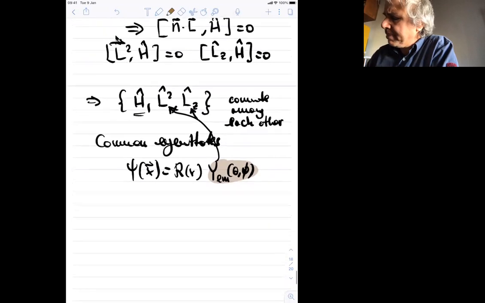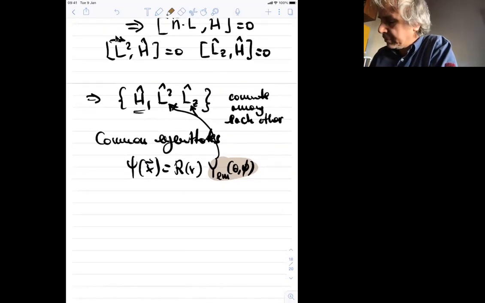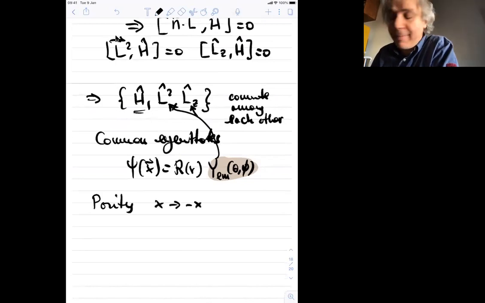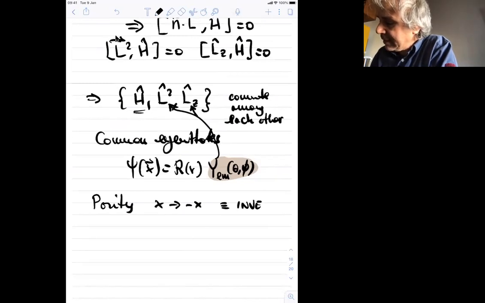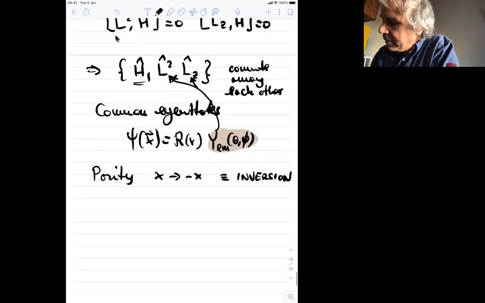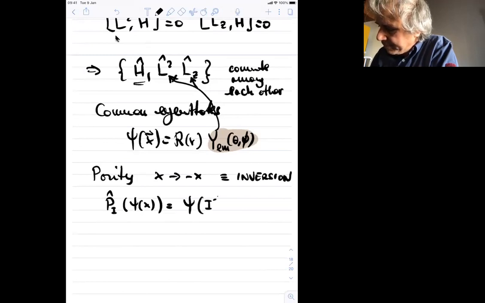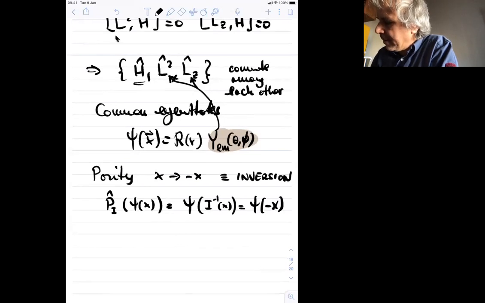If you remember our exercise with even and odd functions, or for instance even the harmonic oscillator, the inversion, what is called the parity. Parity is x into minus x in one dimension. It's essentially the inversion. Now, do you know how the operator associated to inversion acts? P of psi of x is equal to psi of the inverse of x. What is it? It's minus x, right? Now, do you know how to construct eigenfunctions of this object here?